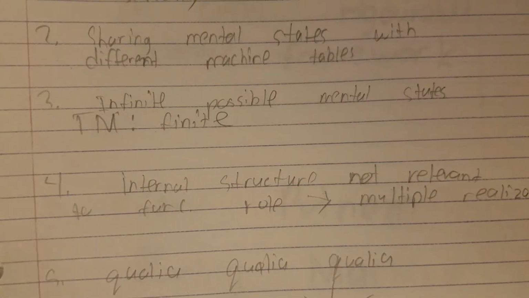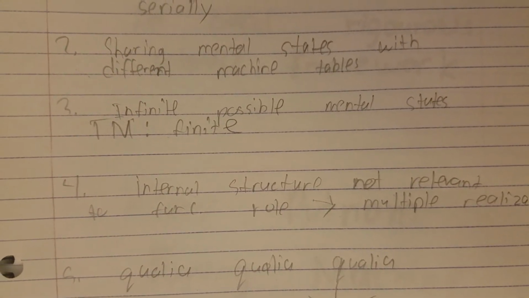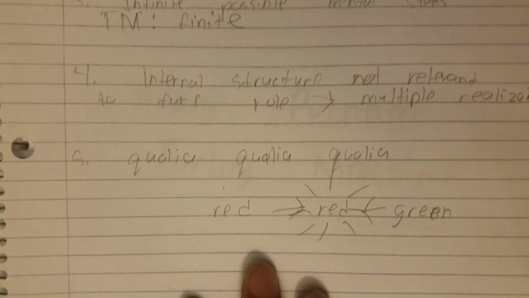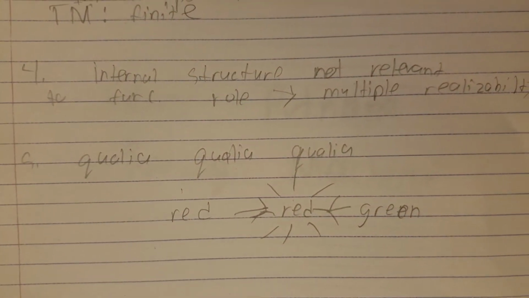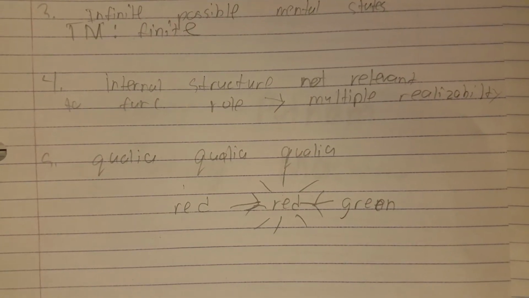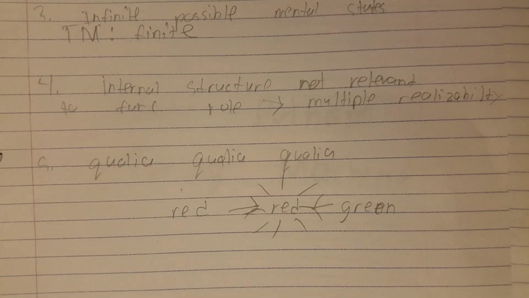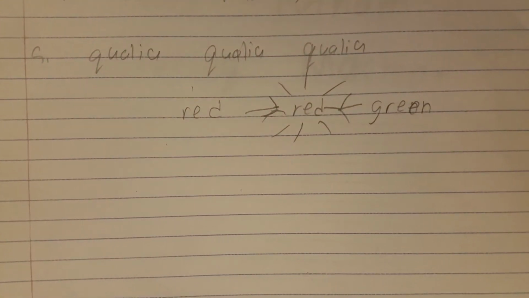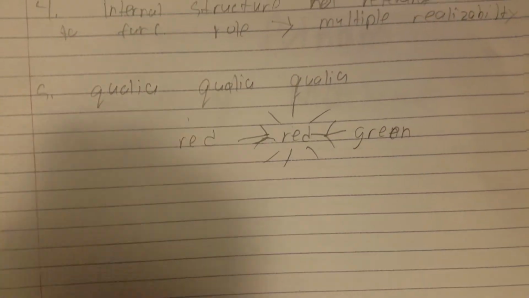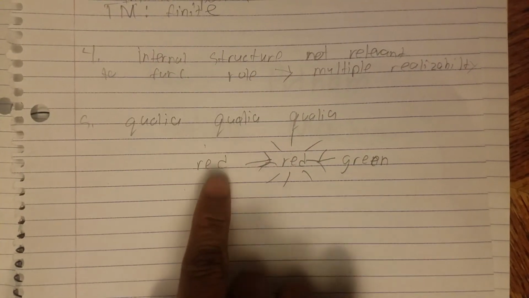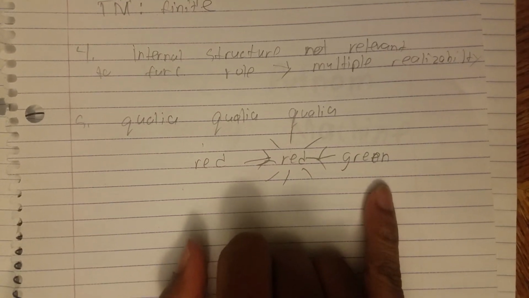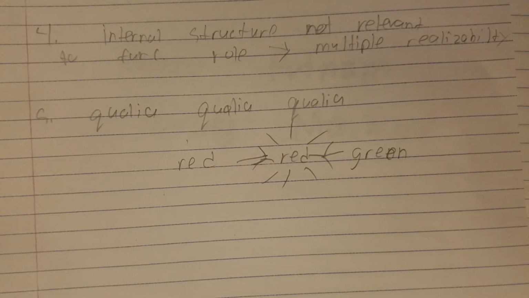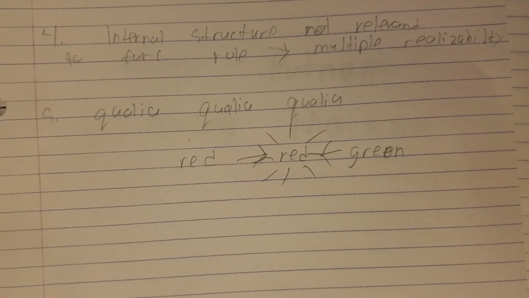Another issue would be that mental states can be infinitely possible, whereas the Turing machine is finite. Another issue would be that the internal structure of a Turing machine does not relate to the functional role, so it runs into the issue of multiple realizability. And the final issue is qualia. One of the examples we go through is that someone who experiences a red strawberry and someone who experiences a green strawberry will both consider it to be red, and functionalism does not provide a definite answer for that.